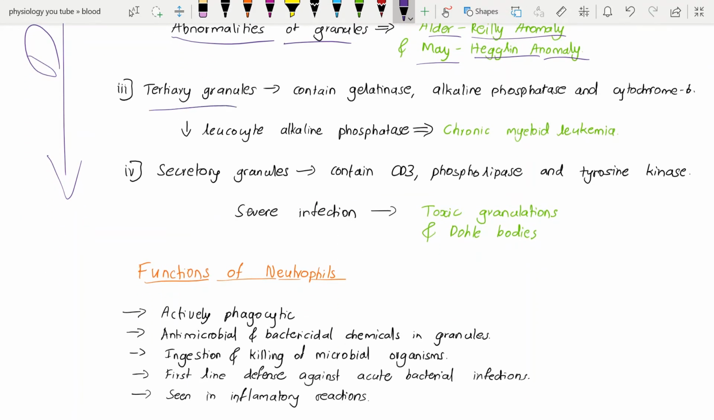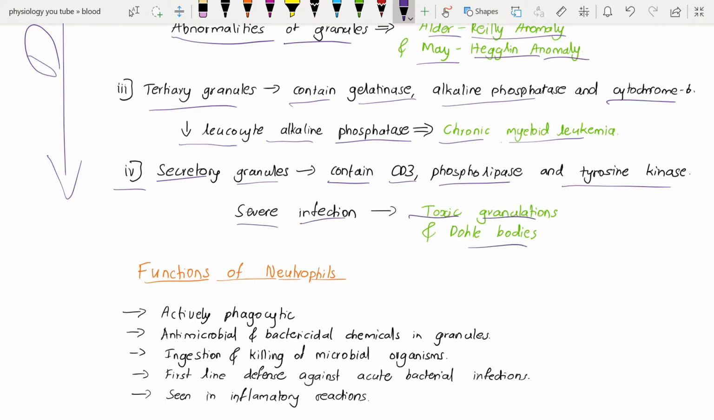Tertiary granules: these contain gelatinase, alkaline phosphatase, and the cytochrome B enzyme. In chronic myeloid leukemia, there is reduced leukocyte alkaline phosphatase activity. And finally the fourth one, the secretory granules. They contain CD3 phospholipase and tyrosine kinase enzymes. In severe infections, toxic granulations and Dohle bodies are seen.